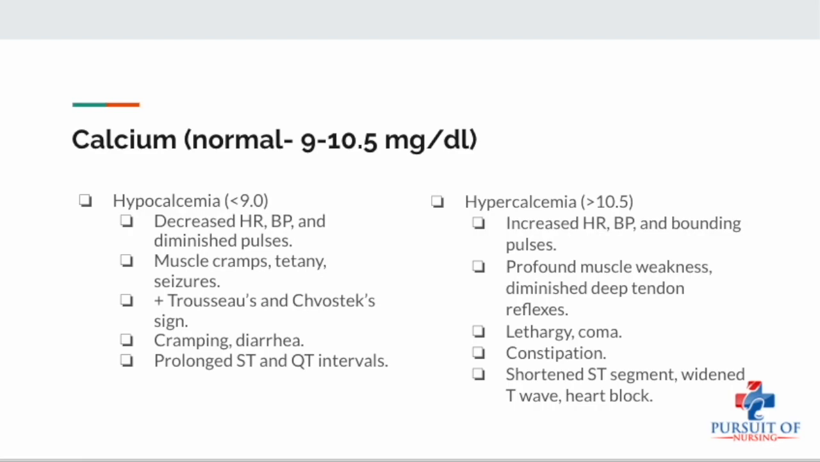This is where you're going to see your positive Trousseau's and Chvostek's sign. You're going to have some cramping, diarrhea. And then again, on the EKG, you will have some prolonged ST and QT intervals.